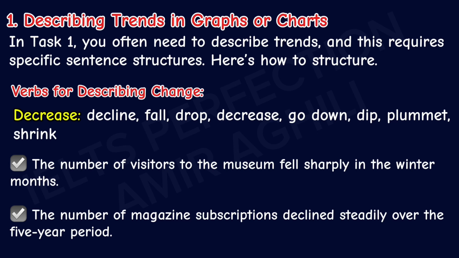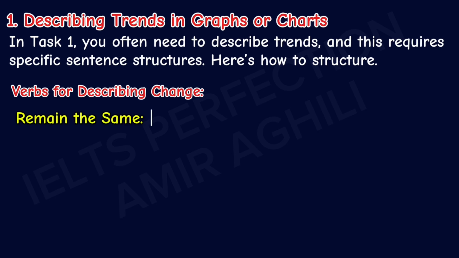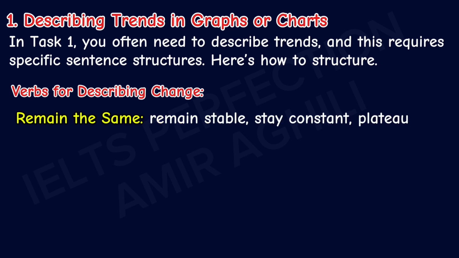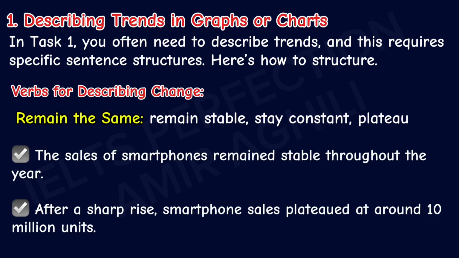The number of magazine subscriptions declined steadily over the 5-year period. To show stability and remaining the same, you can use the verbs like remain stable, stay constant, and plateau. The sales of smartphones remained stable throughout the year. After a sharp rise, smartphone sales plateaued at around 10 million units.